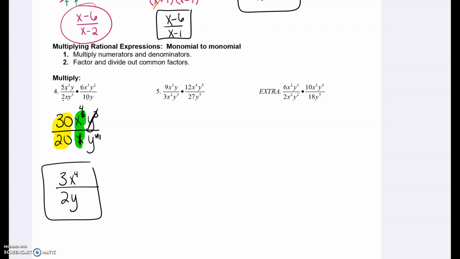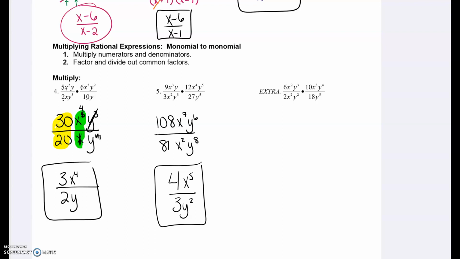I want you to pause the video and try number 5 on your own. So pause it. Okay, you should have gotten 108 x to the 7th y to the 6th over 81 x squared y to the 8th. The 108 over 81, if you need to, type that into your calculator using your fraction buttons to simplify that to 4/3. With the x's, the 2 x's on the bottom cancel out 2 of the 7, leaving you with x to the 5th left over. The y to the 6th on the top is going to cancel out 6 of the 8 y's on the bottom, leaving you with y squared on the bottom. So that's how that answer happens.